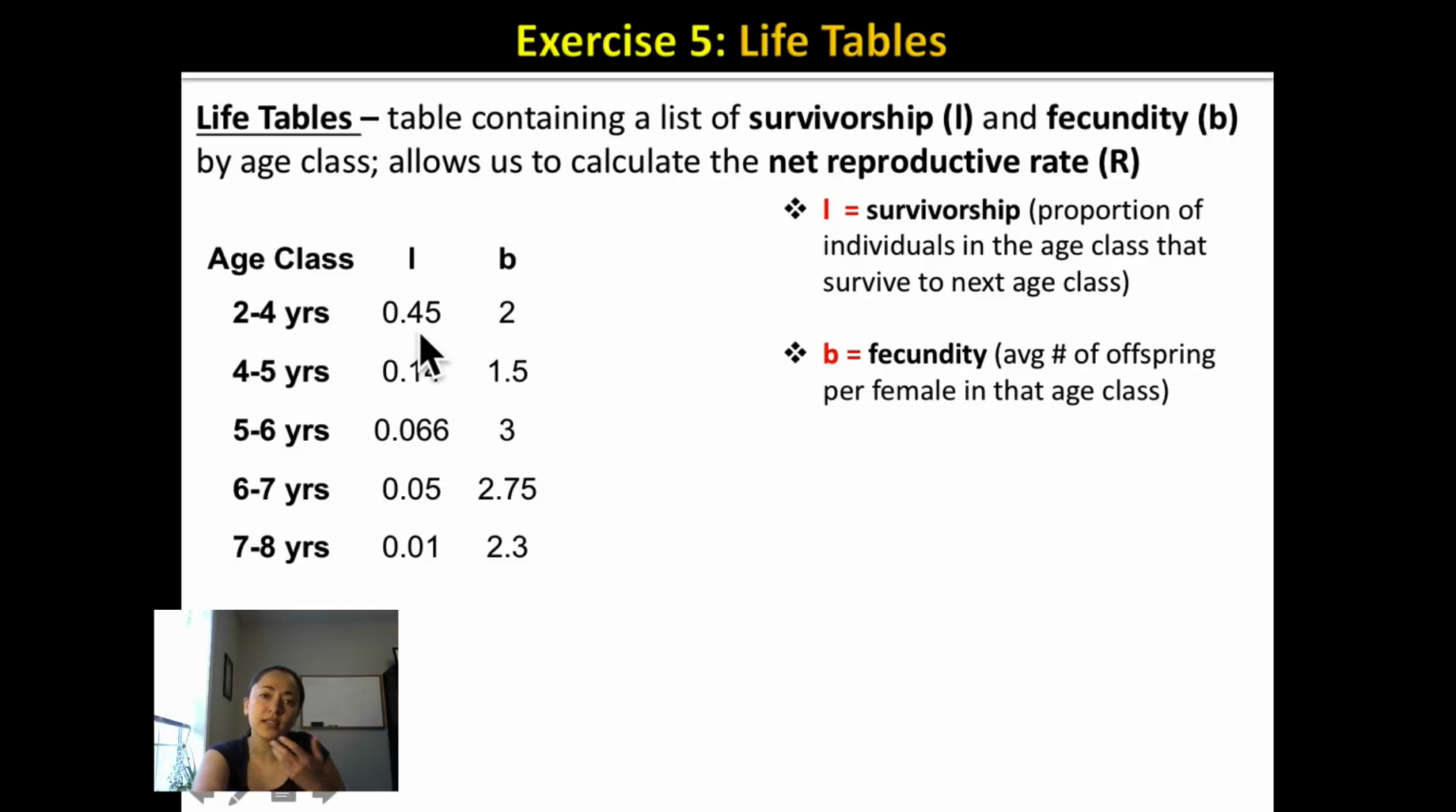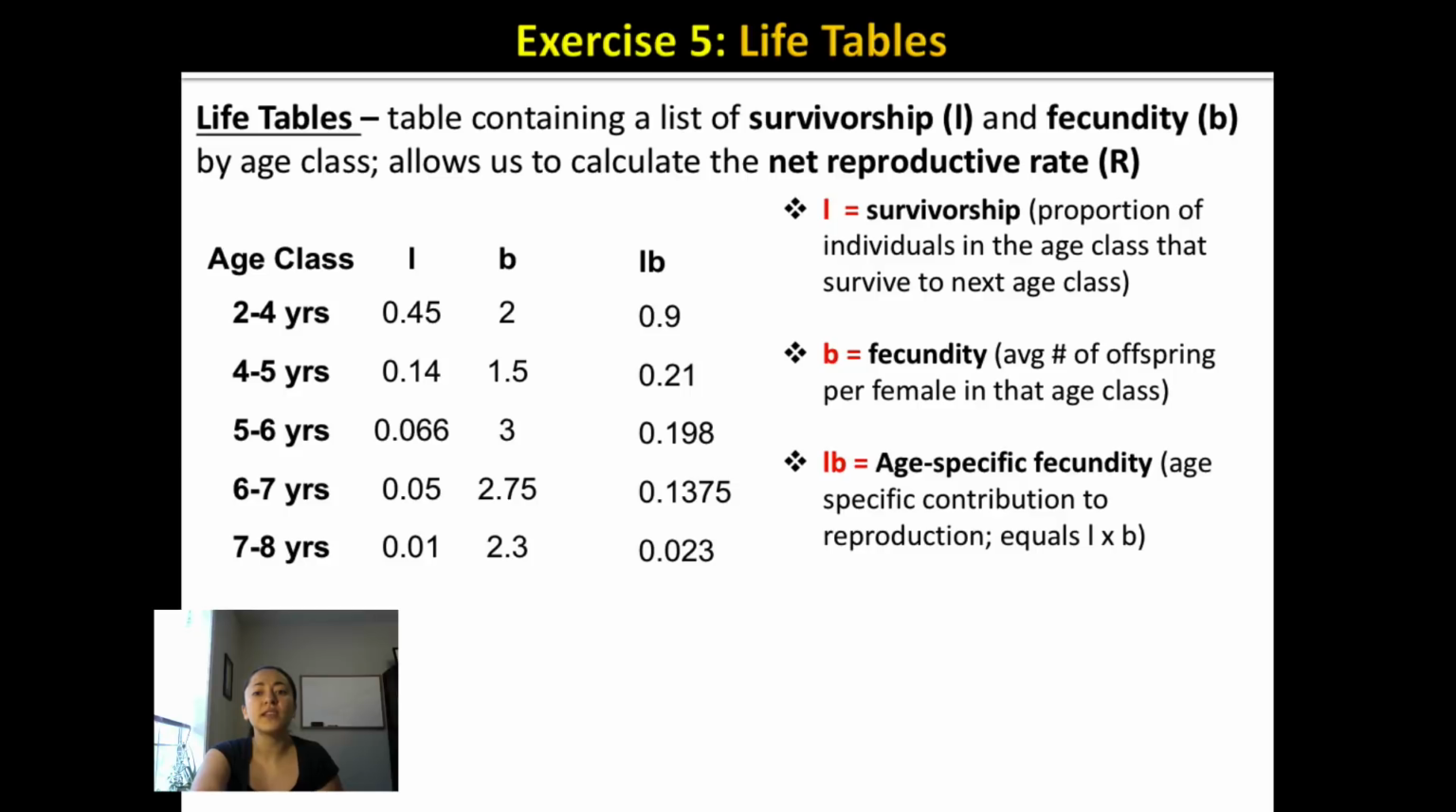So if I want to take into consideration the survivorship and the fecundity for that age class, I would multiply L times B, and I would make another column for that. And we call this the age-specific fecundity. This is the contribution that females in that age class make to the total reproductive rate of that population. One of the reasons why it's important to calculate this last column is it allows us to predict whether a population is growing or not. And we can predict that by looking at the net reproductive rate in that population.